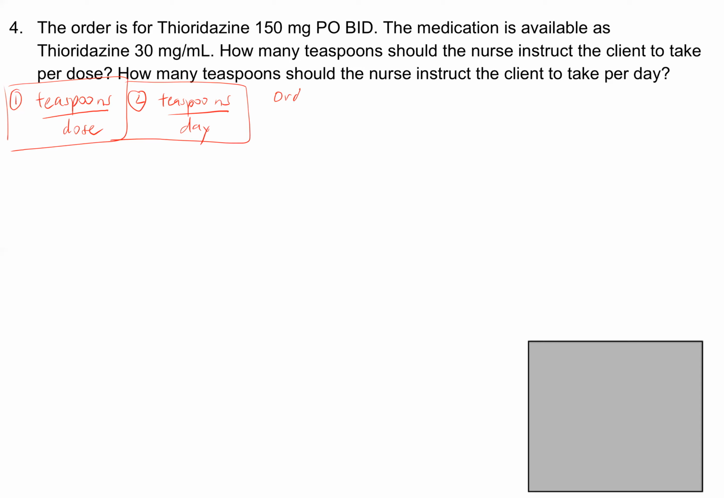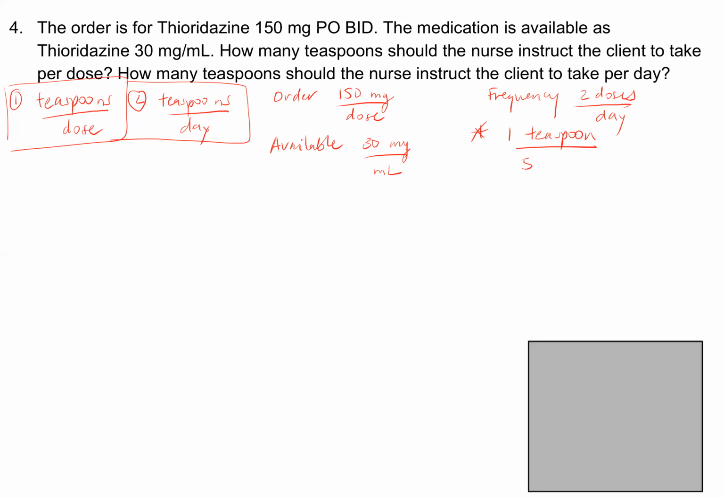As always, we put the order, the availability, and the frequency. The order is 150 milligrams per dose. Frequency is 2 doses per day. Our availability is 30 milligrams per mL. However, we're looking for teaspoons per dose, and we don't see teaspoons anywhere in the units, which means we have to memorize this conversion. In 1 teaspoon, there are 5 mLs.